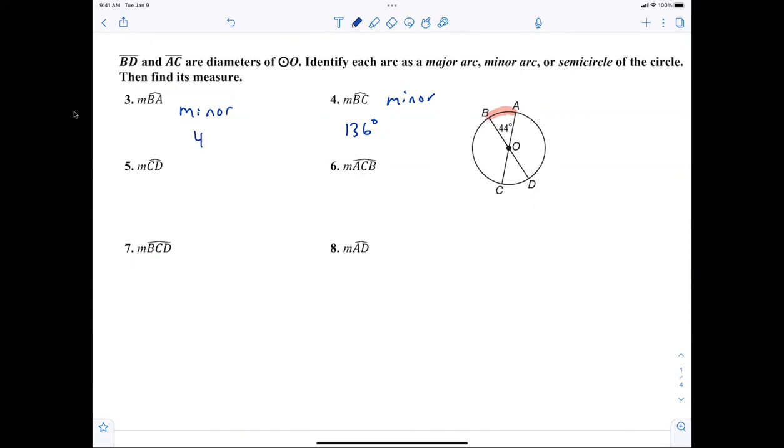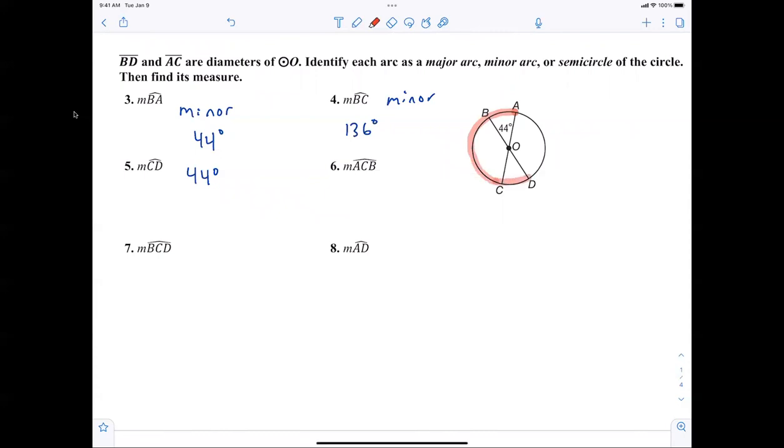All right, so now let's look at CD. Obviously, CD is 44, because it's a vertical angle. Now, here's where you have to be careful. They're asking about ACD, so you have to go from A to C and then to D.